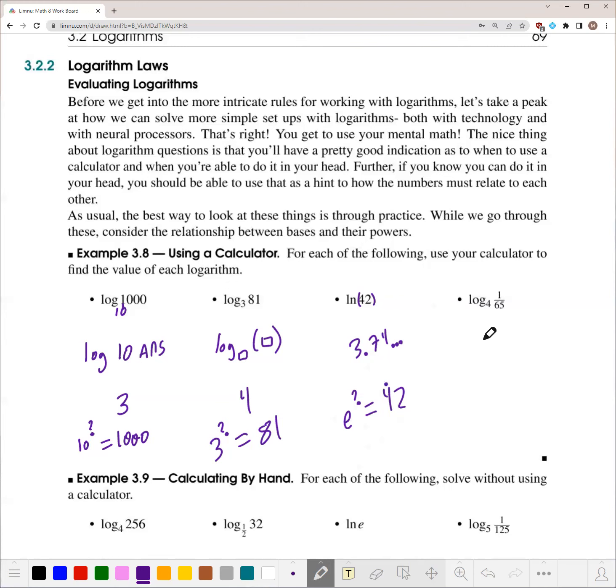Okay, let's try this one. I'm going to hit math, alpha, math to get my log that I can enter the base in. My base is 4, and then over here I'm going to have 1 over 65. So 4, and 1 divided by 65. What I should end up with is negative 3.01, let's round it to. And that goes on and on and on as well, because I know, of course, this has to be a negative and it's got to be an irrational.